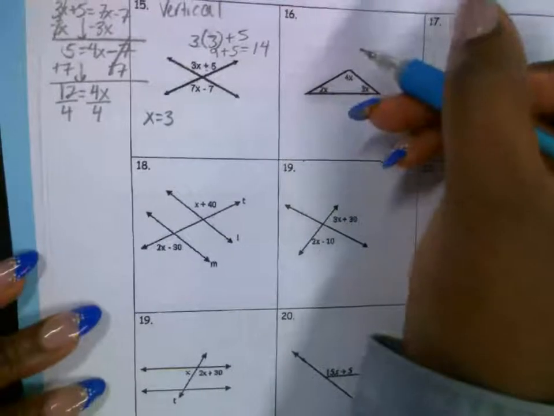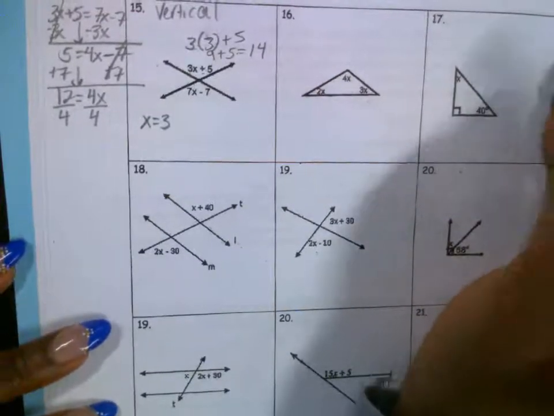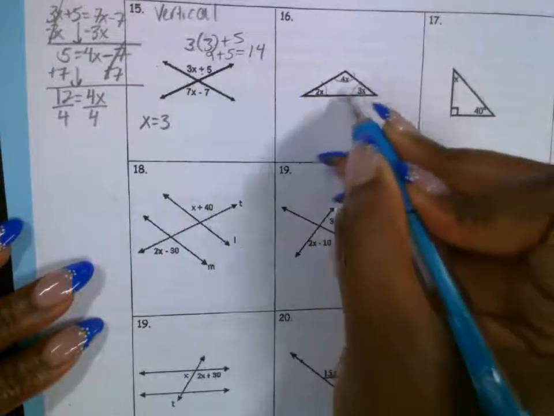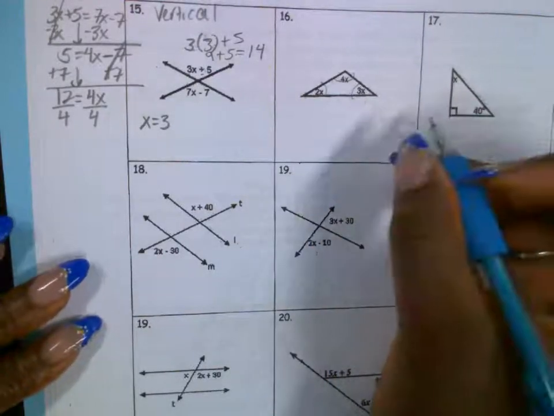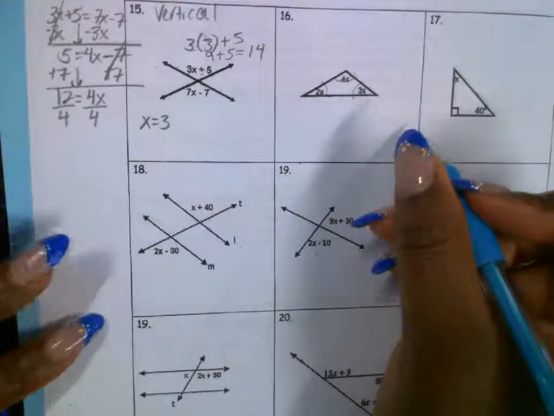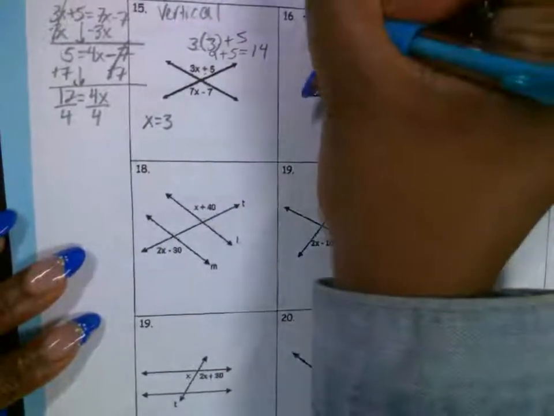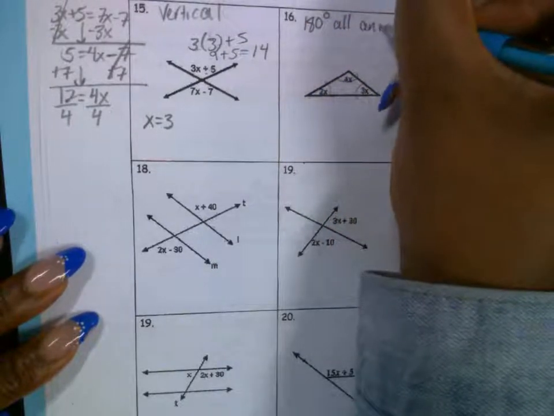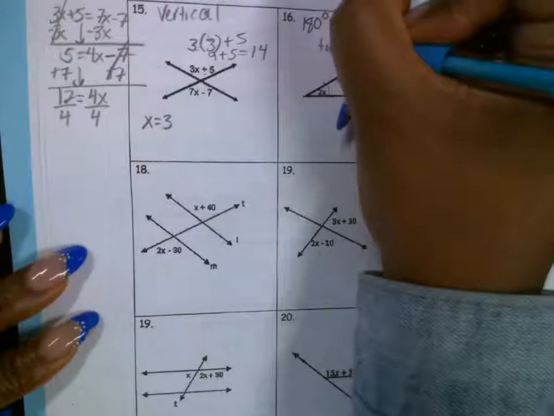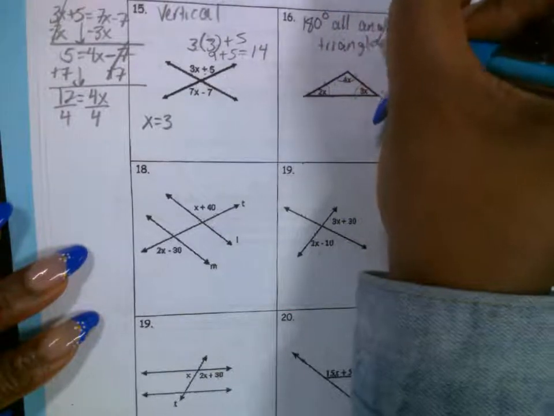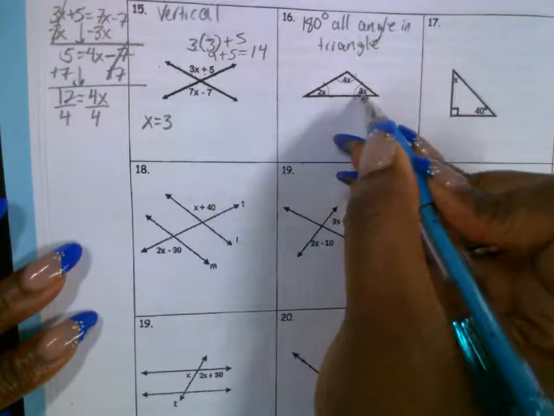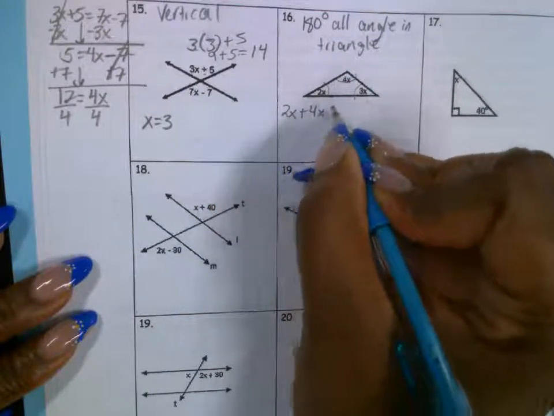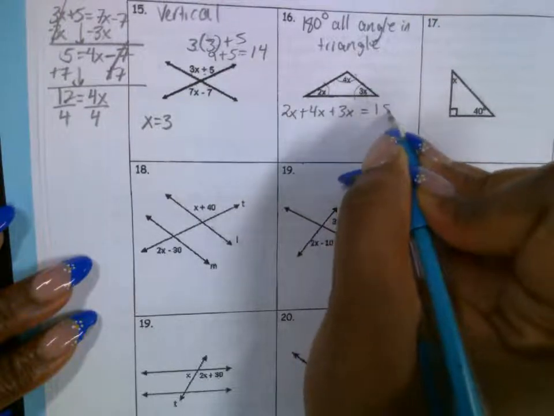All right, let's look at number 16. We're solving for x here. What do we know about all these angles inside a triangle? What do they add up to be? 180 degrees. So I'm going to add all these angles together and set it to 180. That's 2x plus 4x plus 3x is equal to 180 degrees.